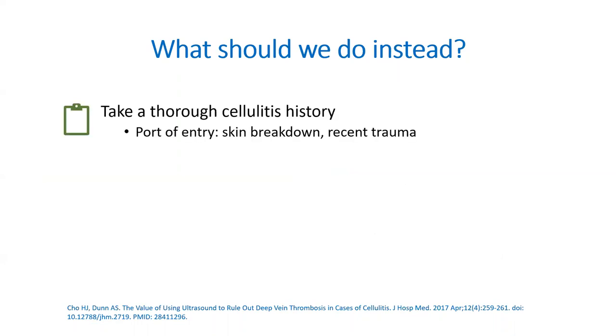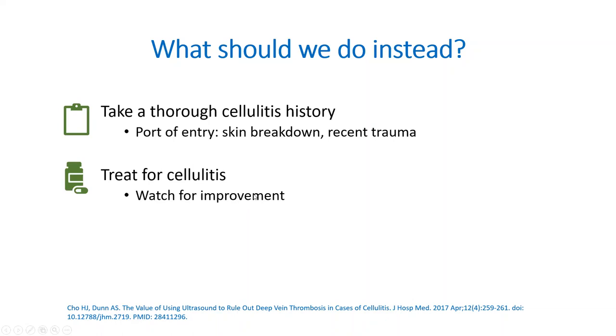Instead, you should take a thorough cellulitis history. So if your history is thoroughly consistent with cellulitis, like they had skin breakdown, recent trauma, maceration of the skin, that's more likely your diagnosis. Then you should just treat for cellulitis and watch for improvement. If they don't improve, then you should look a little deeper for another diagnosis. And then you should assess their individual VTE risk. So what does that actually look like?